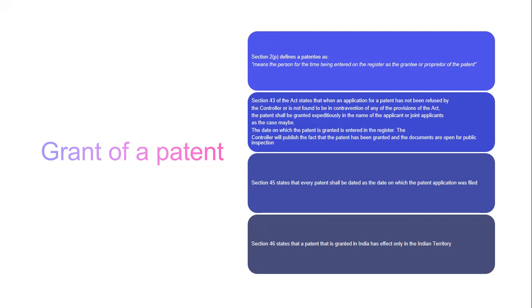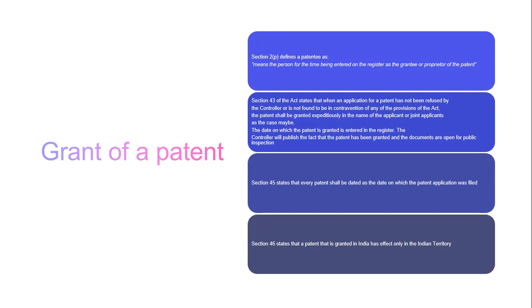For example, let's say IIT Madras and IIT Delhi are working together on inventing something. So that way, both of them are joint applicants. So both of them will be the owners of the patent. So there can be multiple owners as well. There can be multiple applicants and multiple owners. So the date on which the patent is granted is entered in the register. The controller will publish the fact that the patent has been granted and the documents are open for public inspection.